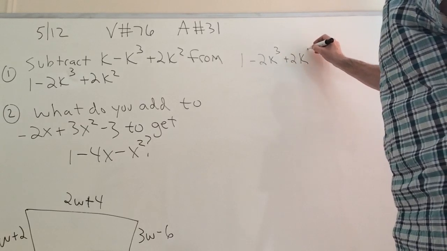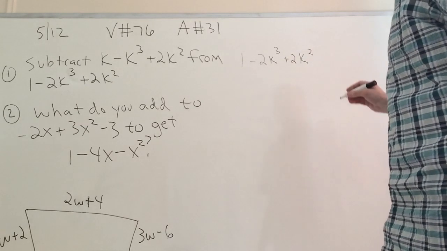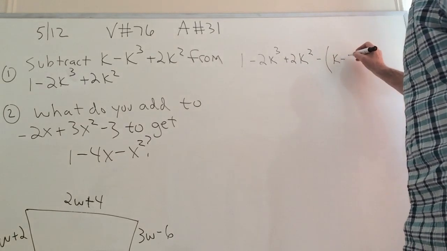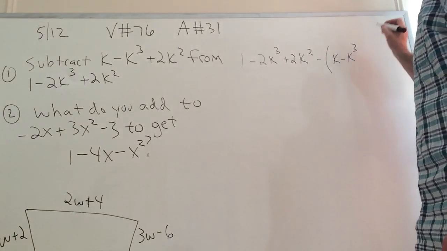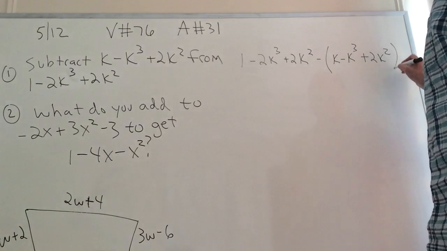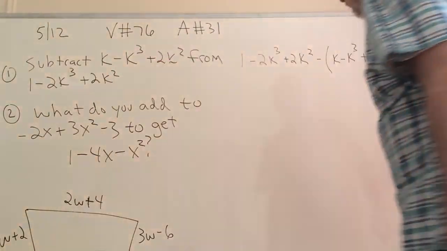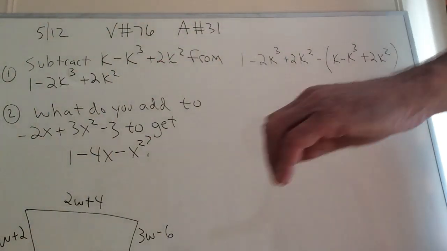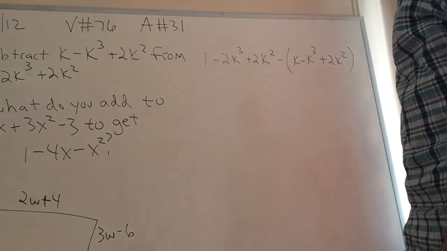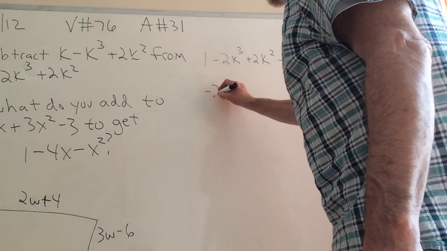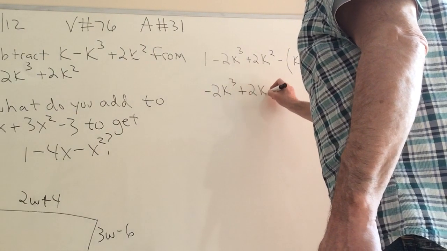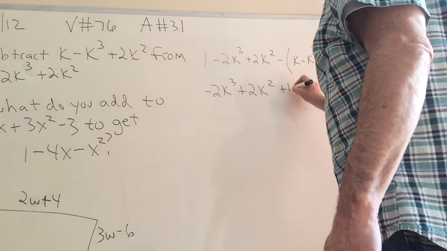I'll go sideways, and this time, since I'm doing it a different way each time, there we go, subtracting this from this, okay? And I didn't bother to put it into standard form. I can do that now. This would be minus 2k cubed plus 2k squared plus 1.